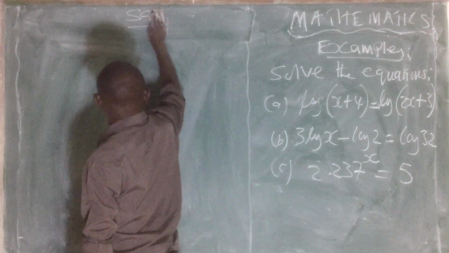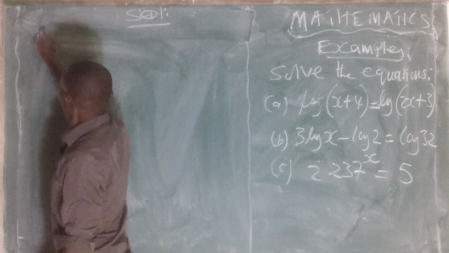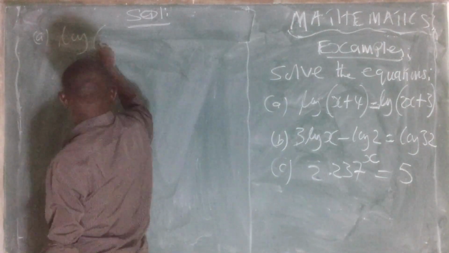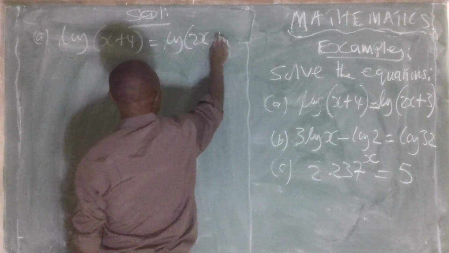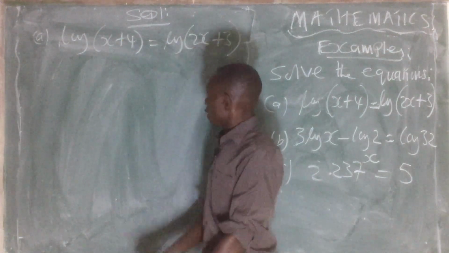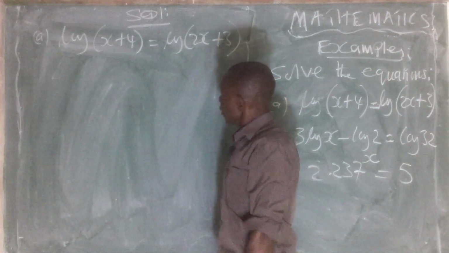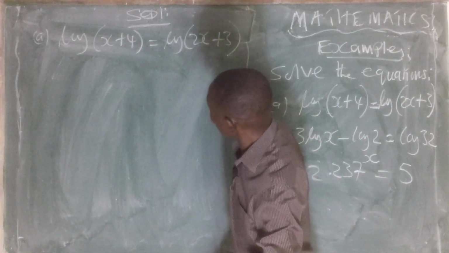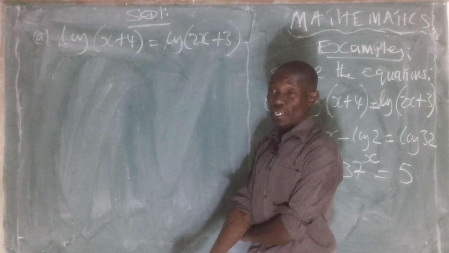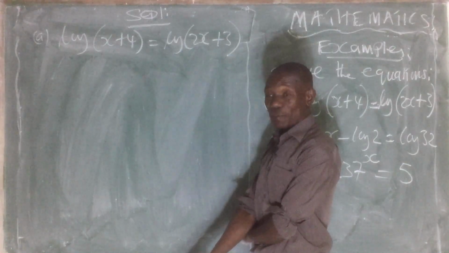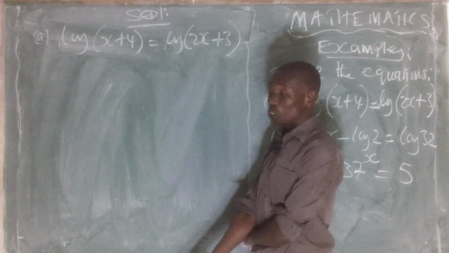First of all, the solution. We have A: logarithm of x plus 4 is equal to logarithm of 2x plus 3. You always think about what we have been doing in the past when solving equations, like comparing and collecting like terms together, but this time you don't have that. Other methods like the quadratic equation cannot work here. So in a logarithmic equation of this kind, how do we do it?